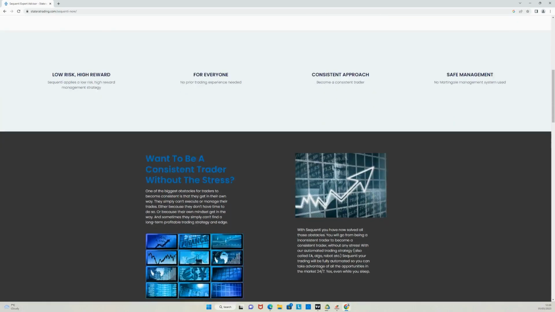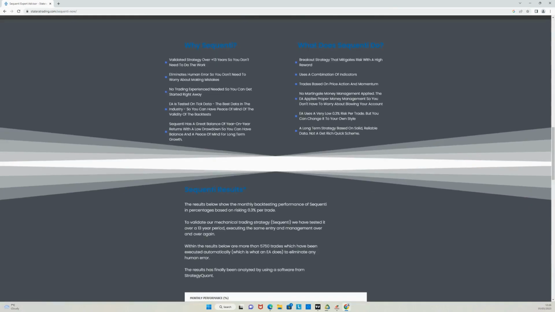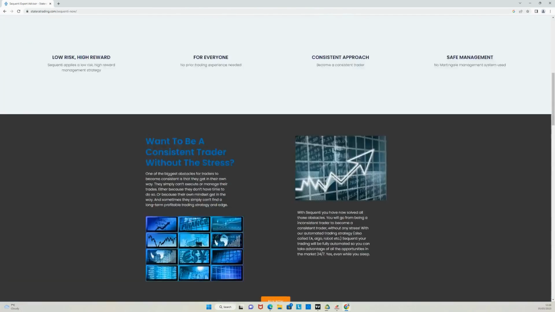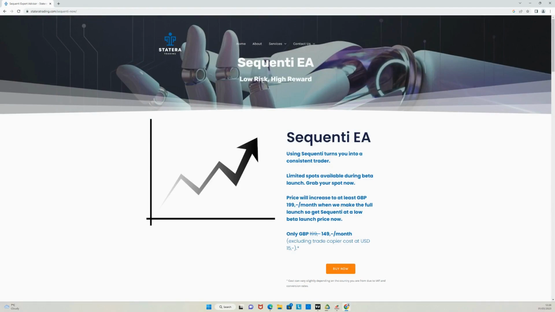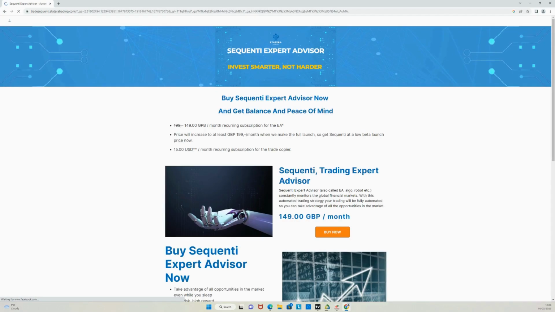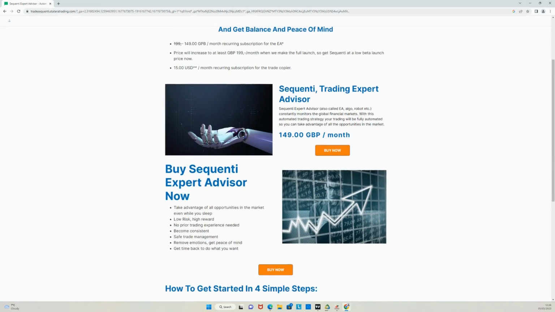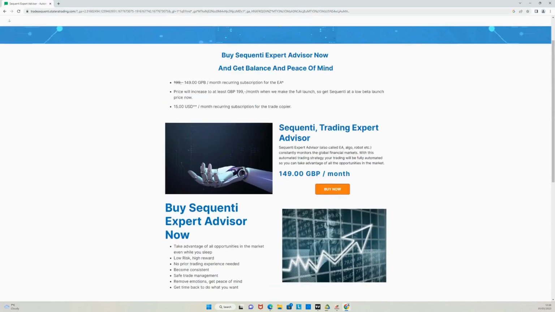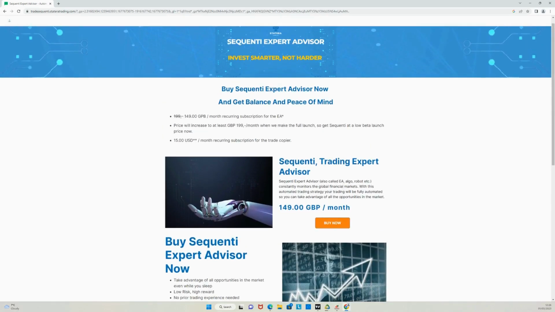From here, there's loads of information on what Sequenti does, why Sequenti, and our results table at the bottom. So all we do next, if we're interested in buying Sequenti, is press Buy Now. This will take you to our landing page that gives you a couple of reasons as to why to buy Sequenti, the 4 steps on how to set it up, and obviously the price.